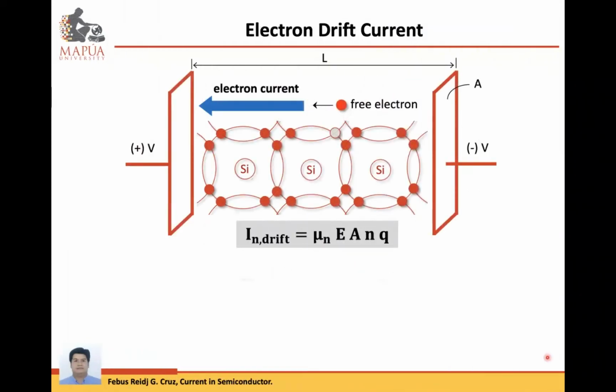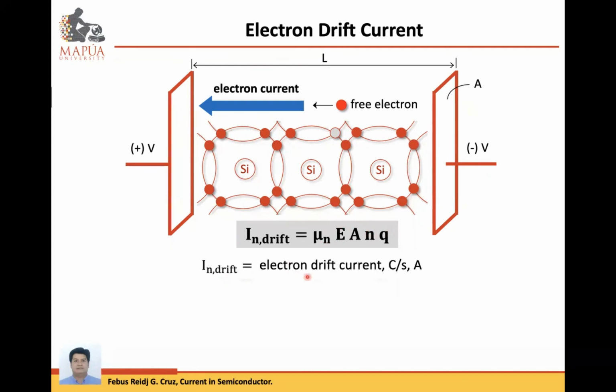So for the electron drift current, again, when you say drift, you have an applied voltage. So the free electrons will move towards the positive voltage. If we have a given material of certain length and area, the electron drift current can be calculated using this equation. You have the mobility of electrons multiplied by the electric field, multiplied by the cross-section area of the semiconductor material, multiplied by the carrier density of electrons or concentration of electrons, multiplied by the charge of the electron.